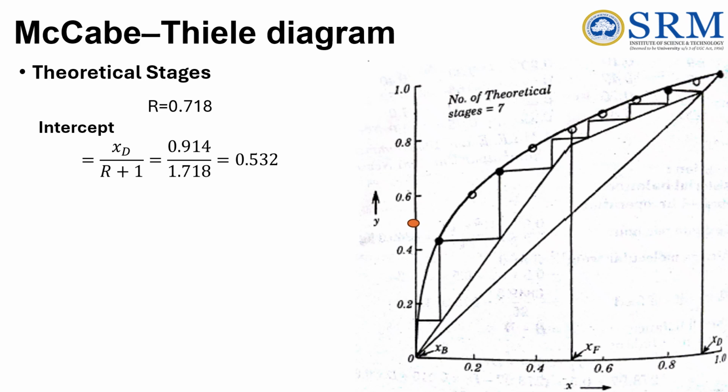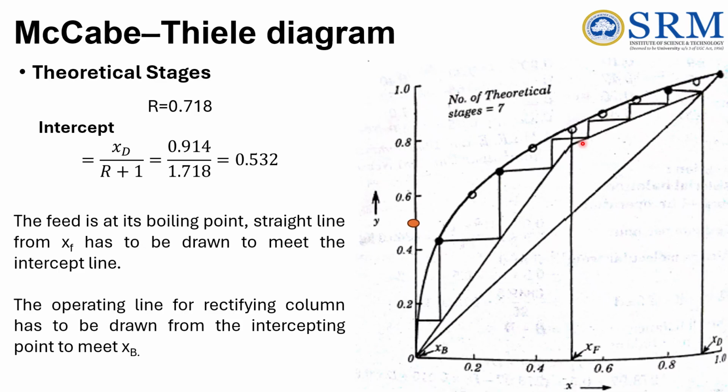To further proceed with the McCabe-Thiele method for this problem, with the R value of 0.718, the intercept has to be found. Intercept is XD by (R plus 1), where the value of the intercept is 0.532. So mark the value of the intercept on the graph and draw a line from XD to the intercept. This forms the operating line for the top section. The feed enters at the boiling point, and hence a straight line has to be drawn to cross this intercept line.